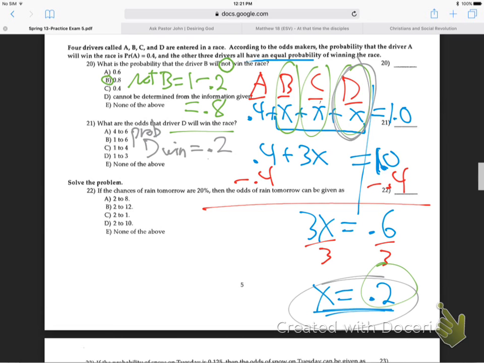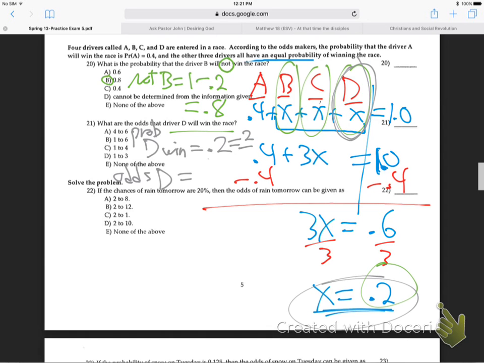Now, how do you turn that into odds? Odds for D. How do you remember how to turn probabilities into odds? We put it into a fraction. Yeah, make it a fraction. Exactly. Let's go back to this 0.2 and make it into a fraction. How do you turn 0.2 into a fraction?